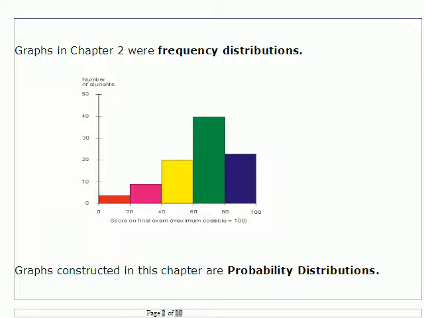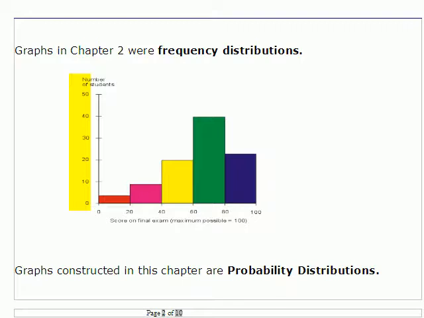So let's recall what the graphs of Chapter 2 were about. This is the chapter on descriptive statistics, and in that chapter the graphs were frequency distributions. That means that the y-axis gave the counts. So here you have several classes. This has to do with some exam scores. It's organized into a histogram, and the height of each bar was the number of exam scores that was in that range.